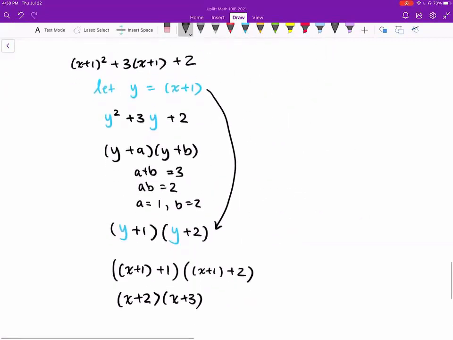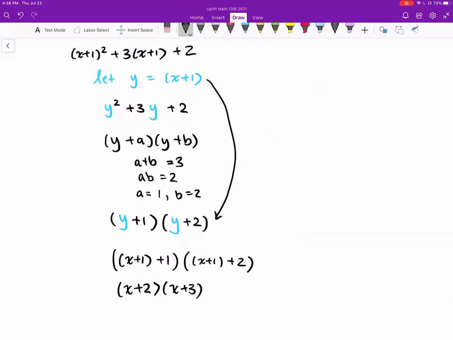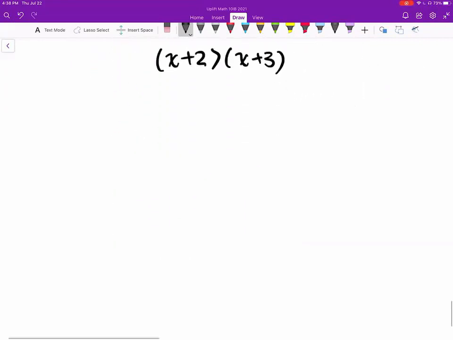Yeah, we should do another example. If you want to take a screenshot, you can take it. Okay, another example. What are you thinking? Okay, let's do some negative signs.